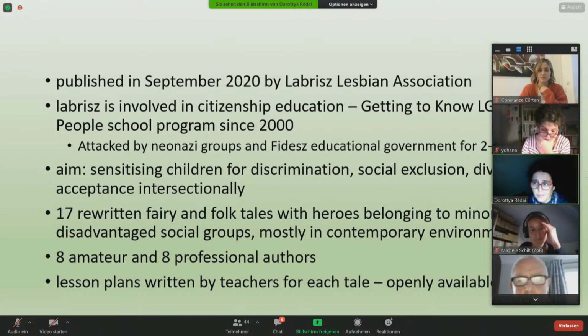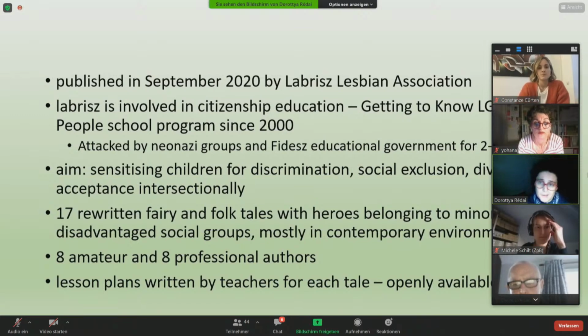We have had a school program called Getting to Know LGBT People since 2000. This book is not really part of it, but the school program is mostly for secondary school students. And we were thinking of how to start education for values of acceptance and diversity for earlier age groups, exactly because of the current illiberalism and neoconservative values being so widespread in Hungary, and there's a lot of hatred against various social groups and a very intolerant attitude.